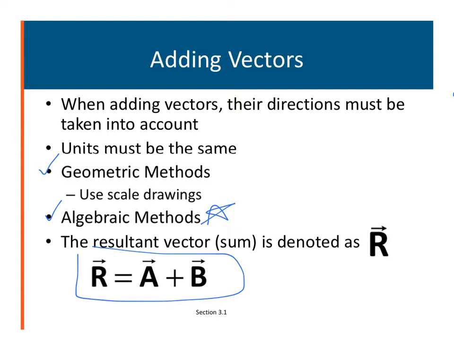Now keep in mind, this addition does not mean we are just adding the magnitudes. Adding vectors is very different than adding scalars. Adding scalar quantities, we just add the two numbers together. In vectors, we can't just do that. We have to do more than that.